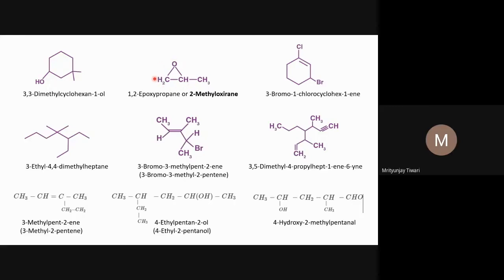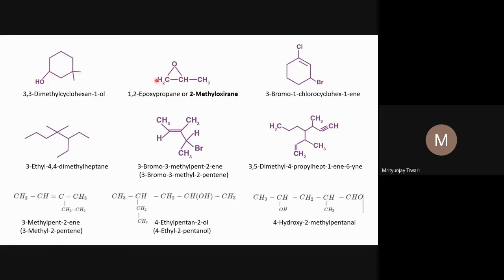These are called epoxides, and the names of epoxides are given in this way. The O group is from the longest chain you choose, and you see between which two carbon atoms this oxygen is attached. So you write the position of that. So this is 1,2-epoxypropane.